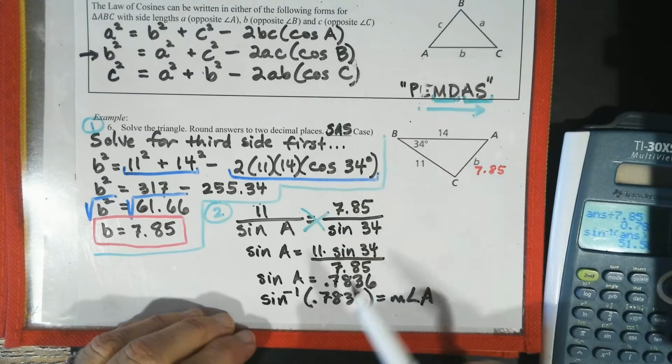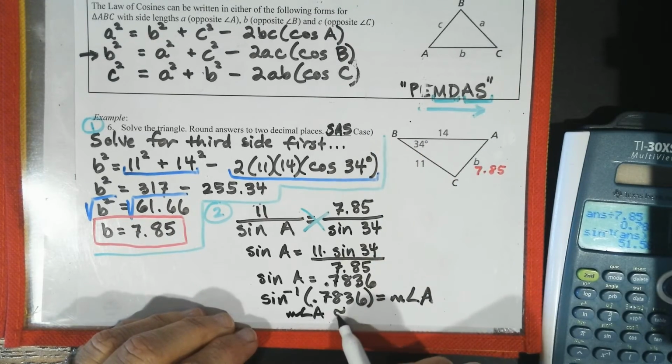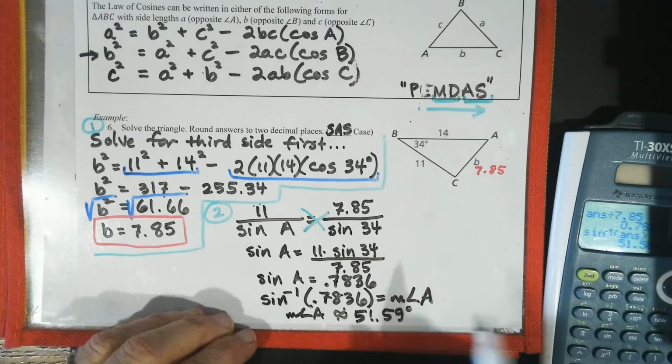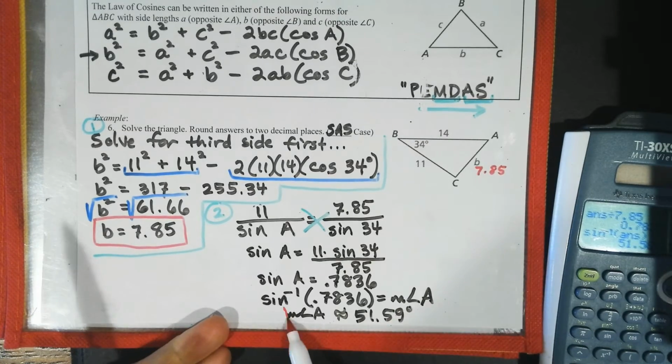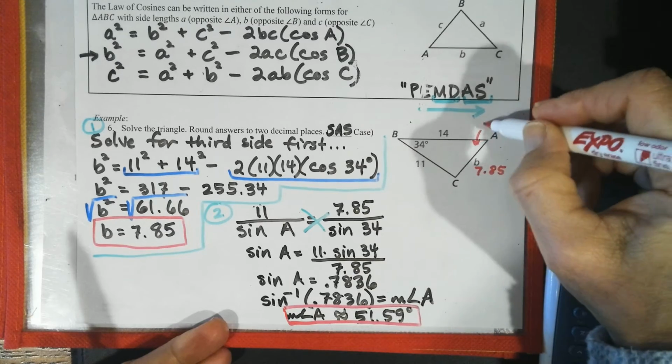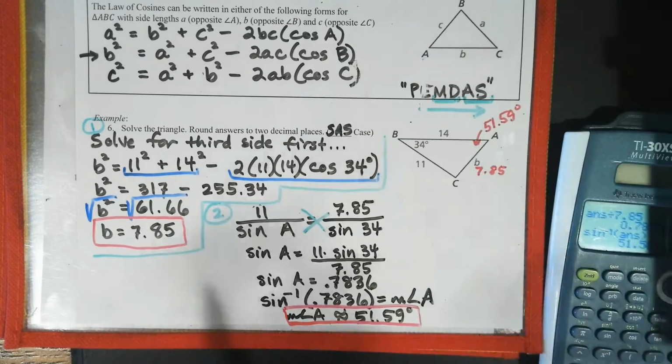51.59. So the measure of angle A is approximately equal to 51.59 degrees. A is 51.59 degrees. And now the only thing left I have to do is find the measure of angle C.